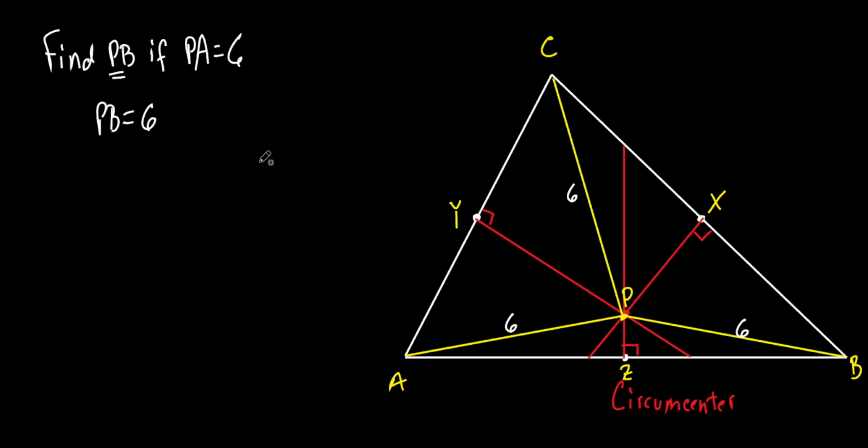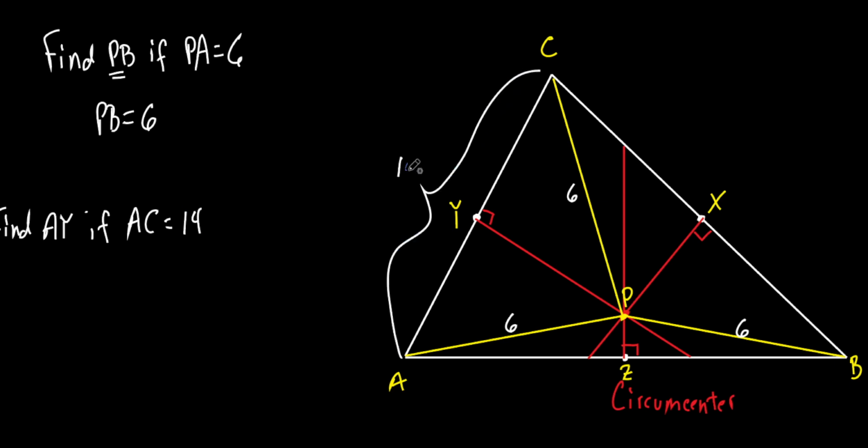All right, and they ask you for one more thing. It says find AY. Find AY if AC, give me an even number. Like if this is 6, what do you think this length is right there? 12? Let's do a different number than 12 because I don't want them to all be the same. 14? Okay. So let's say if AC is 14. So what are they telling you? They're telling you this whole thing right there is 14.